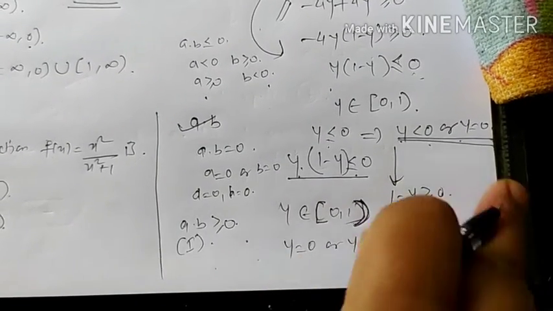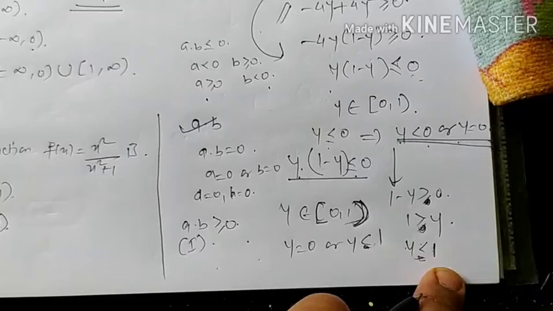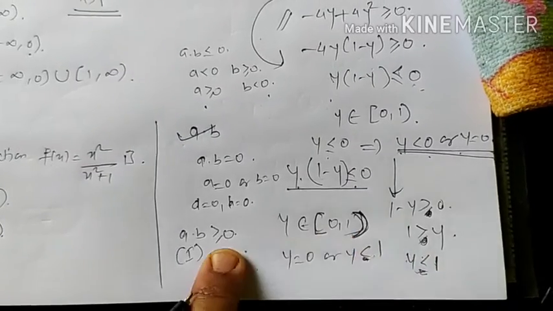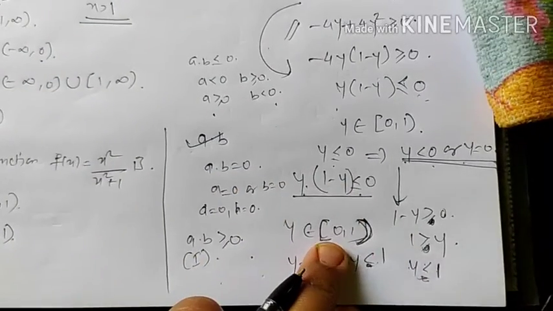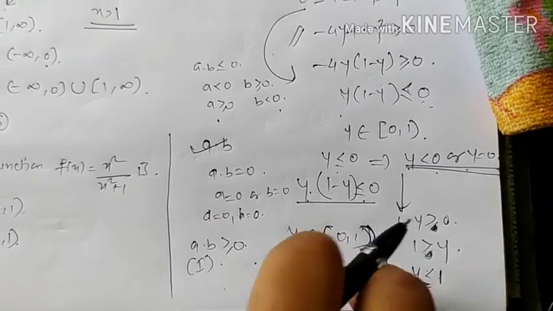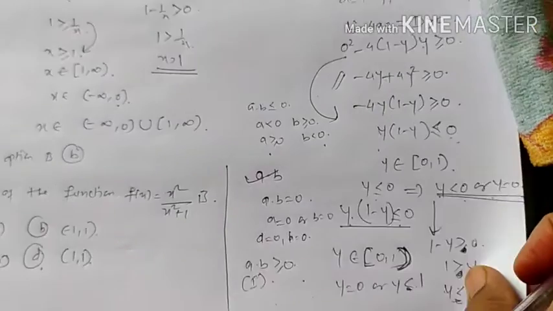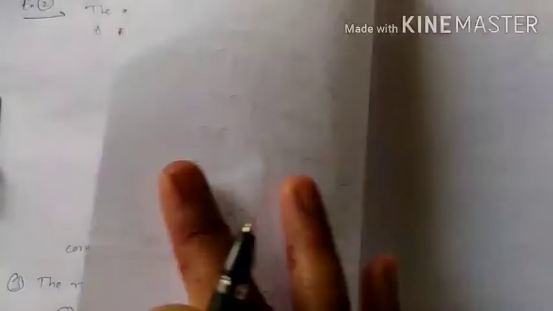If we take minus y to this side, then y is strictly less than 1. So that's why we have y belongs to closed 0 to open 1. If you are not getting it, I will again explain this part. I will write on the other page.